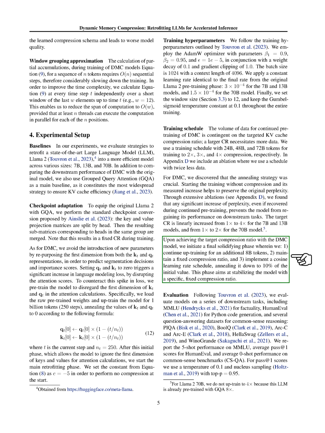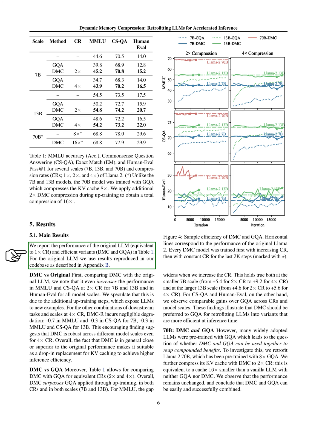Section: Evaluation. In this section, we evaluate models on various tasks such as factuality, Python code generation, and common sense reasoning using different datasets like PIQA, BoolQ, ArcC, ArcE, HellaSwag, and WinoGrande. We present the performance results for different tasks and model scales. We compare the original LLM with efficient variants like DMC and GQA.